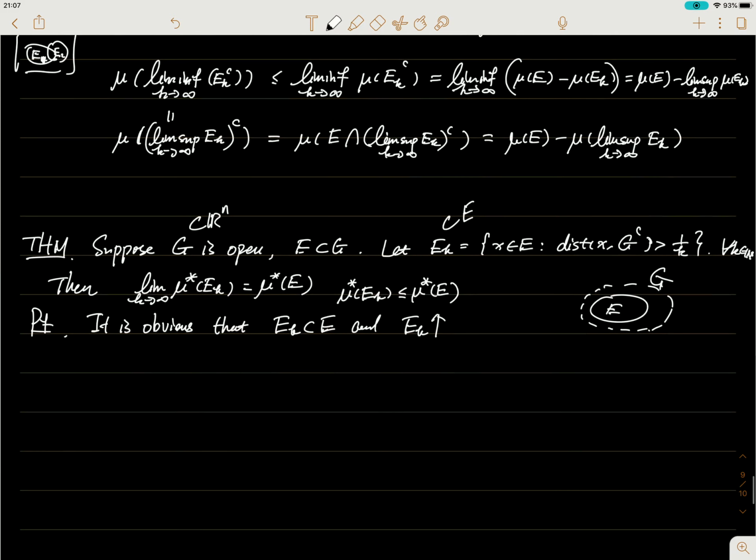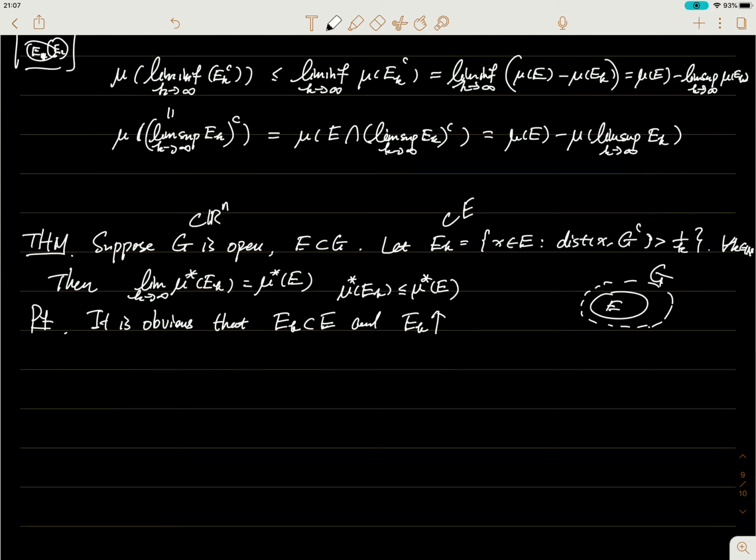Next, let's see. Since my EK is contained in E and the EK is increasing, what if we take the union of EK? Can we get this E? As we can see earlier, when K gradually increases, my set EK is also gradually growing, right? And then the question is if they can grow to the entire E. And the answer is yes.